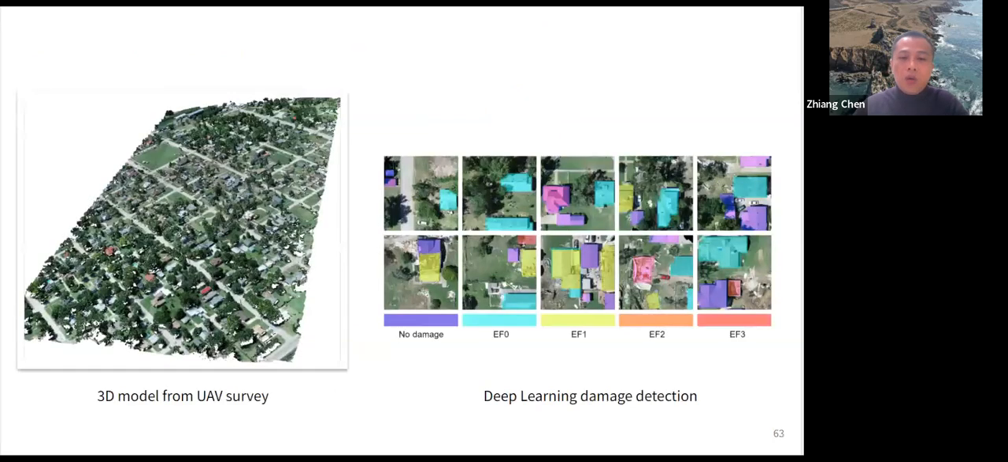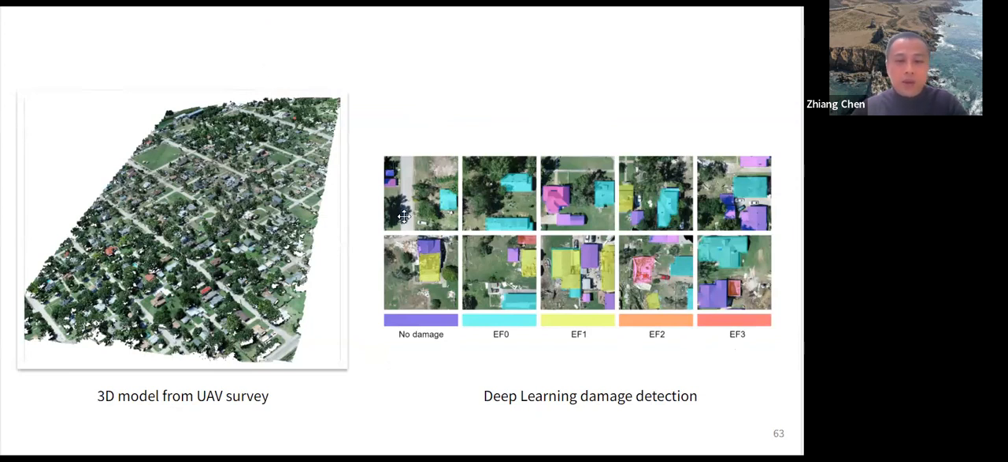For example, one of the works during my PhD research is tornado damage assessment. We conducted a UAV survey and built a 3D model of an EF3 scale tornado aftermath in Kansas.